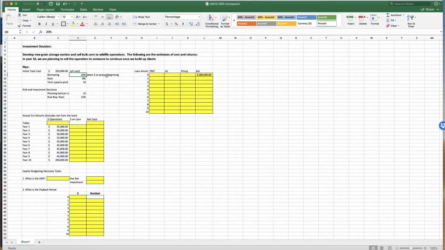Now we're going to borrow the money because we don't have all the money up front, and we don't want to do it that way. So we're going to borrow at 20% down, meaning we're going to have to borrow 80% of the money left over. We're going to borrow it at 8%. We're going to pay on it for 10 years. So I've got a loan amortization here started for you.